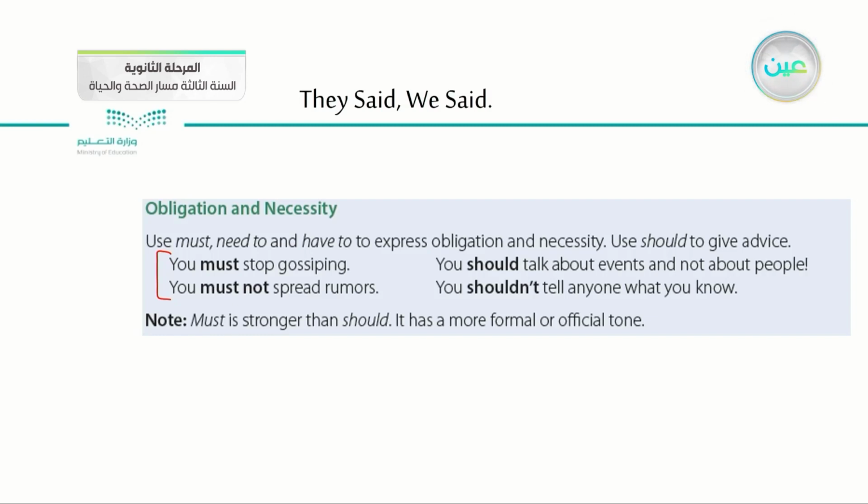After that, we have you should or you shouldn't. Number one, you should talk about events and not about people. Number two, you shouldn't tell anyone what you know. Here, as we have learned, we use should to give advice. So, if you read this sentence, you will understand that we are not talking about an obligation or necessity. We are just giving advice to someone. You should talk about events, not about people.